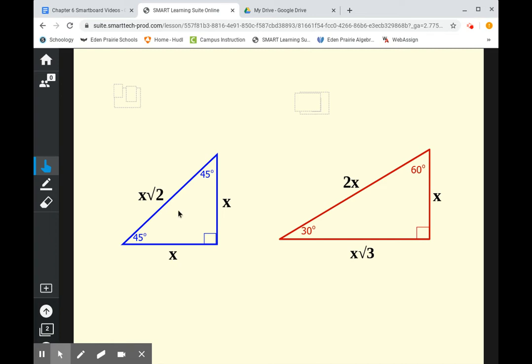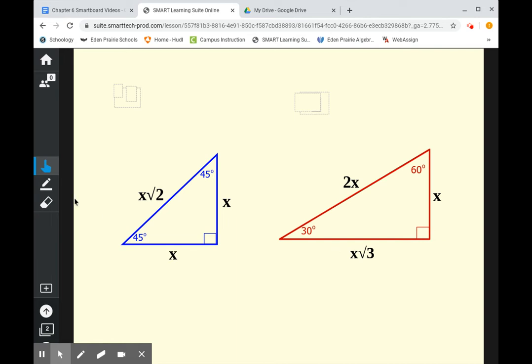When you have a 45, 45, 90 triangle, you have a special relationship of all three sides. The two legs will be x, and the hypotenuse is x root 2. On the 30, 60, 90 triangle, the longer side, obviously the hypotenuse is always the longest side, is 2x. The shorter leg is x, and the height is x root 3.